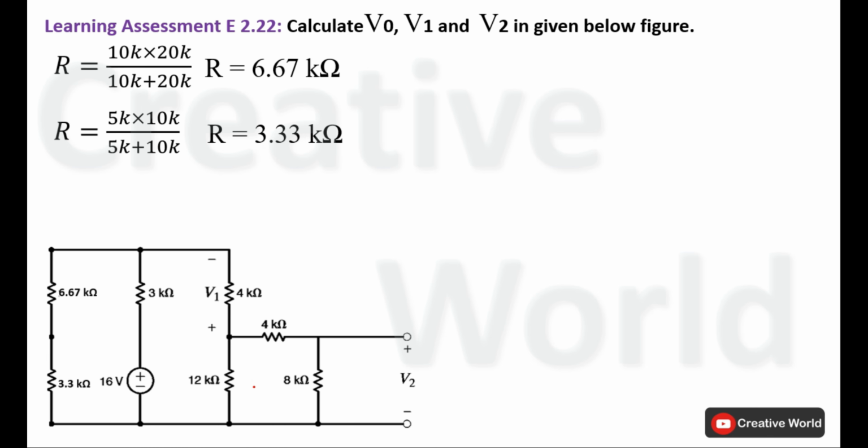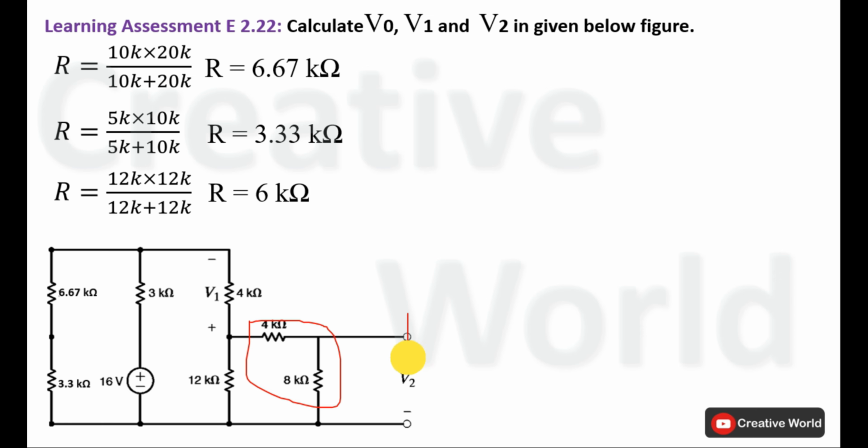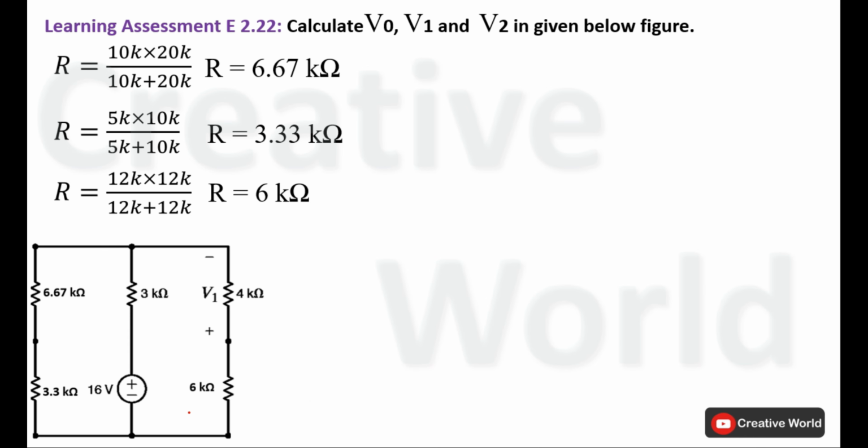Now we have to further simplify this circuit. These two resistances are connected in series, so we can add these two resistances together. Their sum will be 12K and this 12K will be parallel to this 12K. So we can calculate their equivalent resistance, that will be the product of these two resistances divided by their sum, and the equivalent resistance of this complete circuit will be 6 kilo ohm. So we can replace these resistances with their equivalent resistance having the value of 6 kilo ohm. This is the updated circuit diagram.